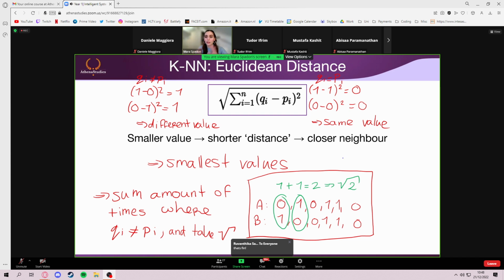So let's take a break. I will keep this slide up. So then we have a break until 11. So we let this sink in, the Euclidean distance, and then we'll look at the other two afterwards and we'll do some example questions.